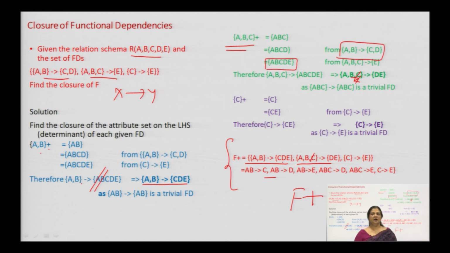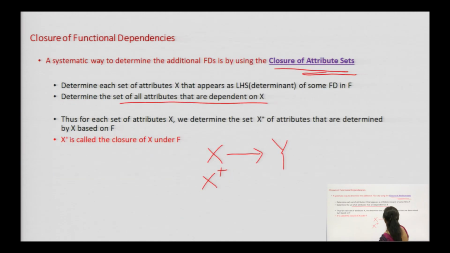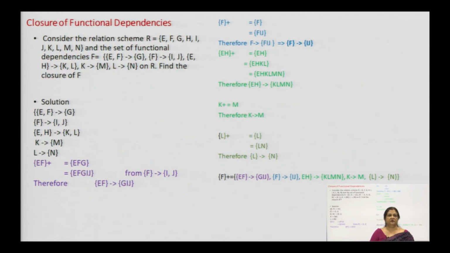So, in this way, using what we call the closure of the attribute sets, we can determine the additional functional dependencies.